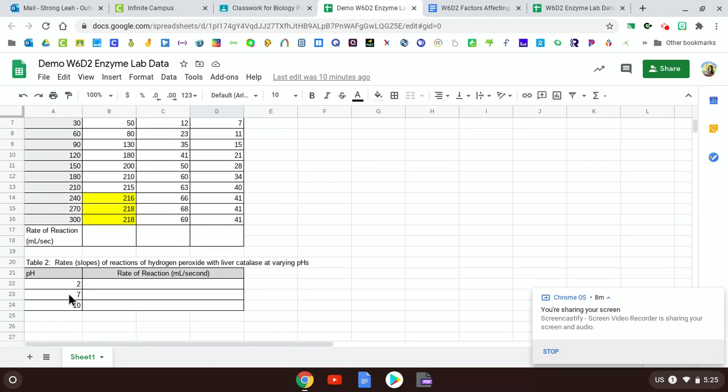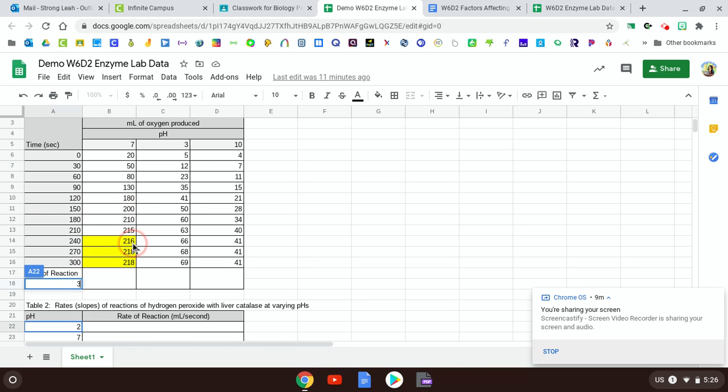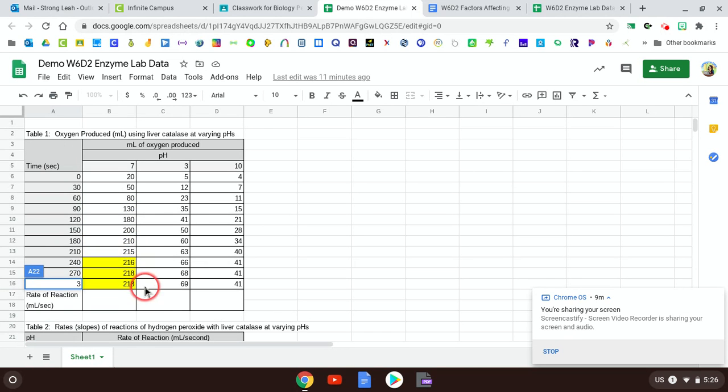Now, table 2 seems to have very little information for us, except for rate or slopes of a reaction of hydrogen peroxide with liver catalysts at varying pH. So it looks like we're going to have another graph that's going to look at the rates and slopes. And that'd be the pH of, I don't think it should be a pH of 2. The pH was 3, so let's change that. And 7 and 10. All right, so let's go back up to table 1 and let's start looking at how we might need to graph these things.